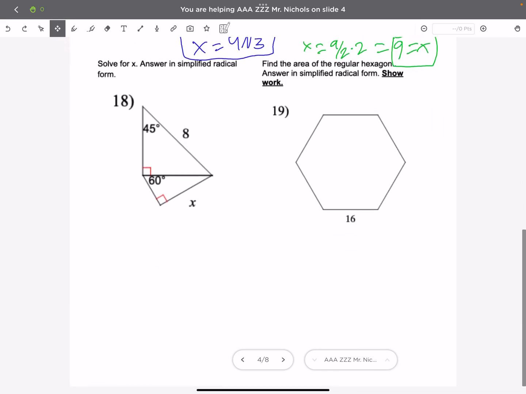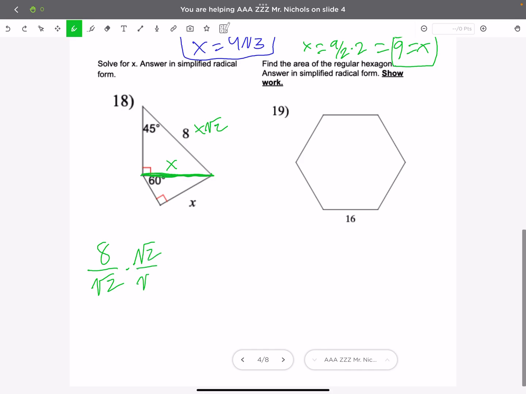For 18, okay, so for 18, the key line here is what I'm drawing in green. That's the side that shares both our top triangle, which is a 45, 45, 90 triangle, and our bottom, which is a 30, 60, 90. Now, just like before, this is x root 2, and this is x in the 45, 45, 90. So to find this green side, I do 8 divided by root 2. I'm just dividing by root 2.